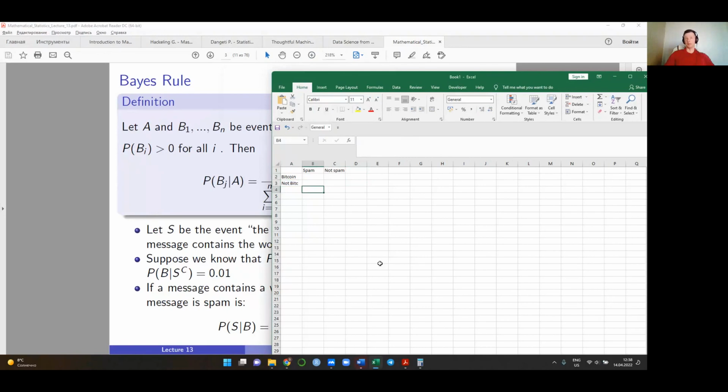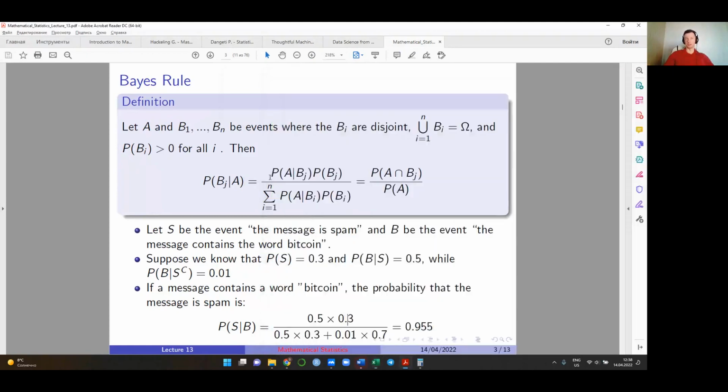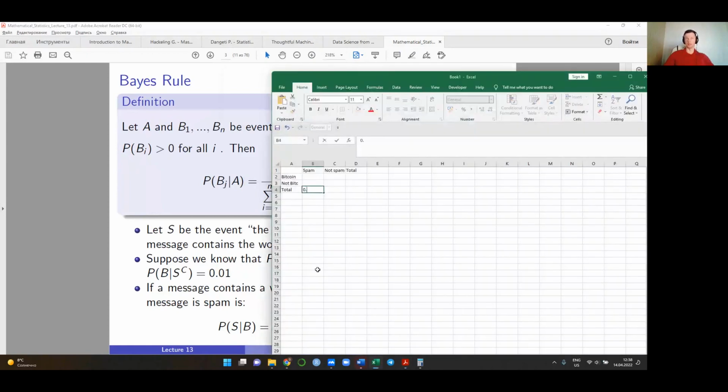And look, I know that in total, so here is total, and here is also total. I know that the total probability to receive the spam message is 0.3. So I can write here 0.3 in total. It's not a number, so it's not the frequency, but it's a relative frequency or probability. In total, I know that there is going to be 1. So what is the probability of not spam letters? It's very simple. I just subtract 0.3 from 1, and it's going to be 0.7.